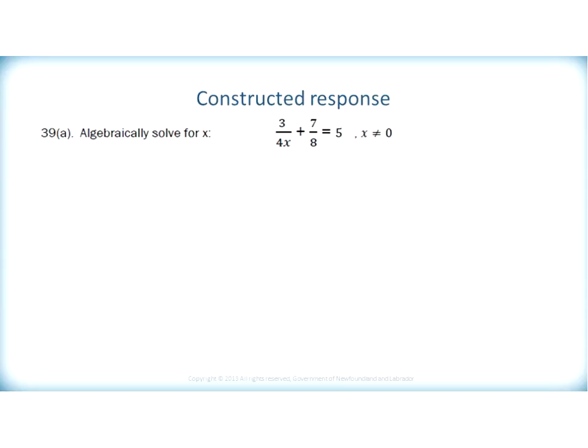Algebraically solve for x. This is a constructive response question, the non-permissible value being 0. So in order to solve, we have to multiply each term by the LCD in order to eliminate the fractions. And the LCD here will be 8x, since I can multiply 4x by 2 to get 8x, and I can multiply 8 by x to get 8x. So I will multiply each one of these by 8x.